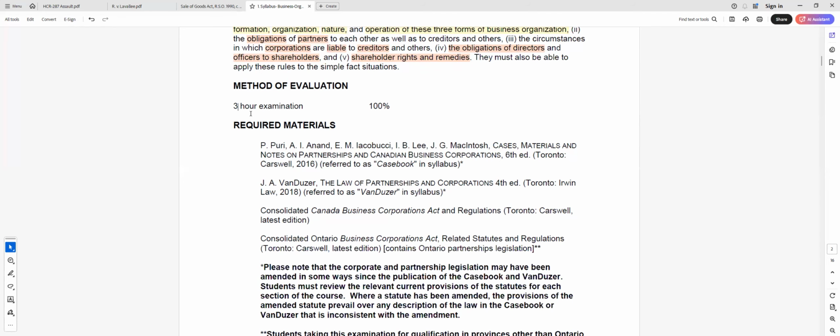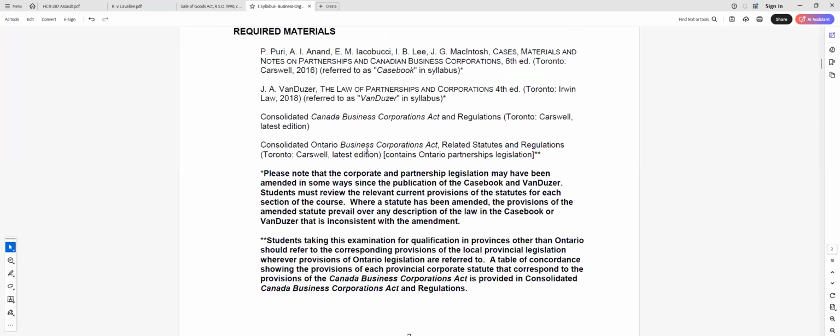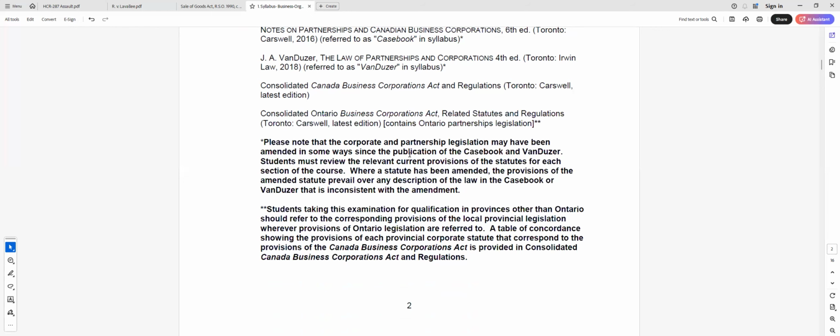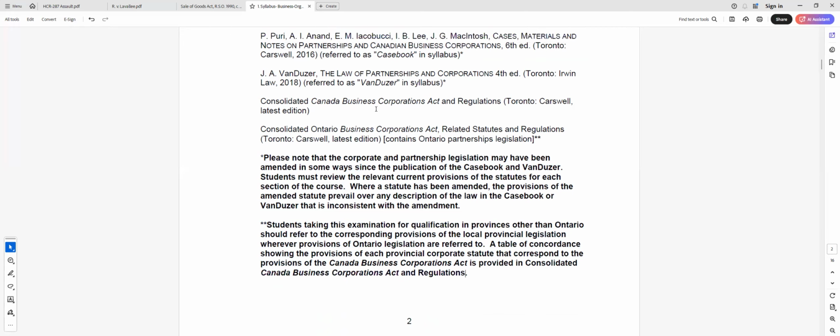Method of evaluation, we know it's a 3 hour exam, open book exam, 100 marks. Then yeah. So we have to always refer to the syllabus first because there will be some notes or important notes like that and all it will be there. So we have to refer to this.